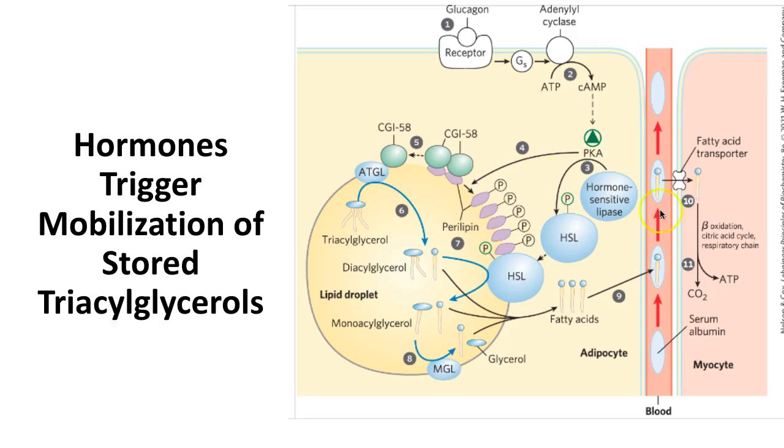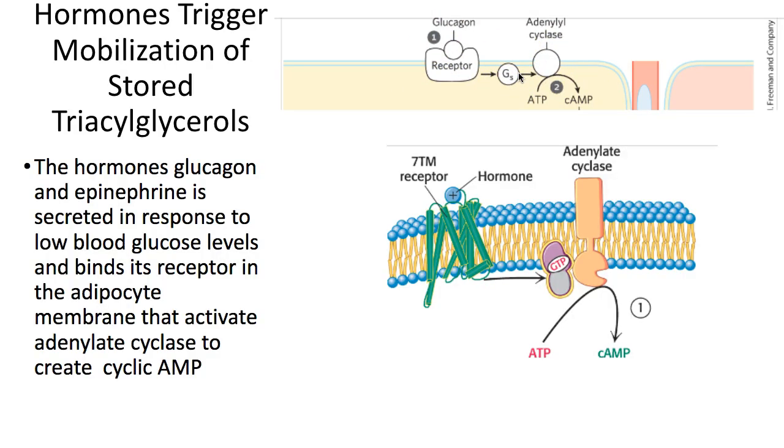So we're going to talk about this whole thing, but first, the first stage is initiated because of low blood glucose levels. So hormones such as glucagon and epinephrine are secreted in response to low blood glucose levels and bind their receptor in the adipocyte membrane, which is depicted right here, and thus it gets activated.